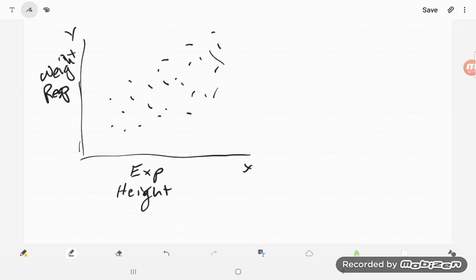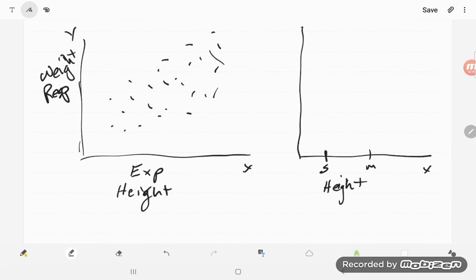But instead of having height like 5'2", 5'3", 5'7.5", for whatever reason, I could decide that what I'd rather do with height is list them as just low, medium, high, or short, medium, tall, or something like that.